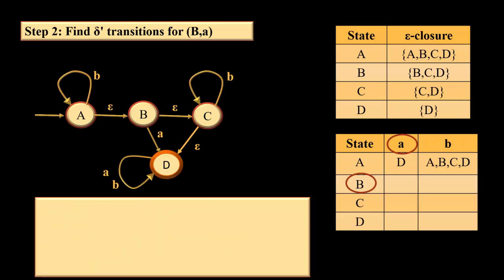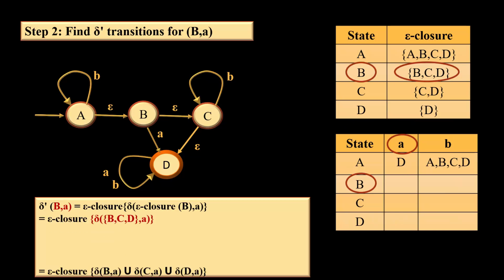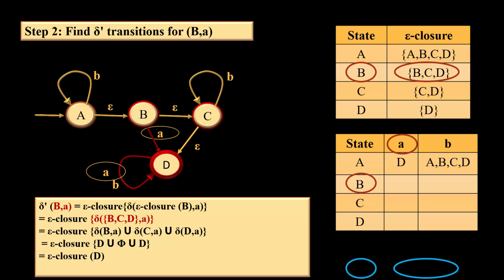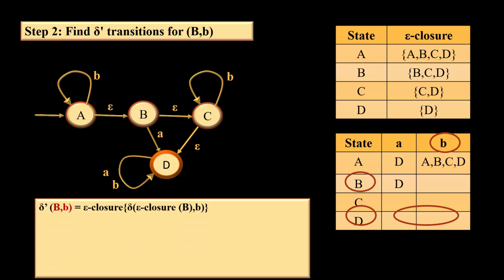Next we move to B comma A. B comma A, epsilon closure of B has B, C, D. So B, C, D comma A, when we check across the NFA, on B we have a move corresponding to A to D, and on C we don't have any move, that is phi, and on D we have a self loop, so this will be epsilon closure of D itself, which is D.